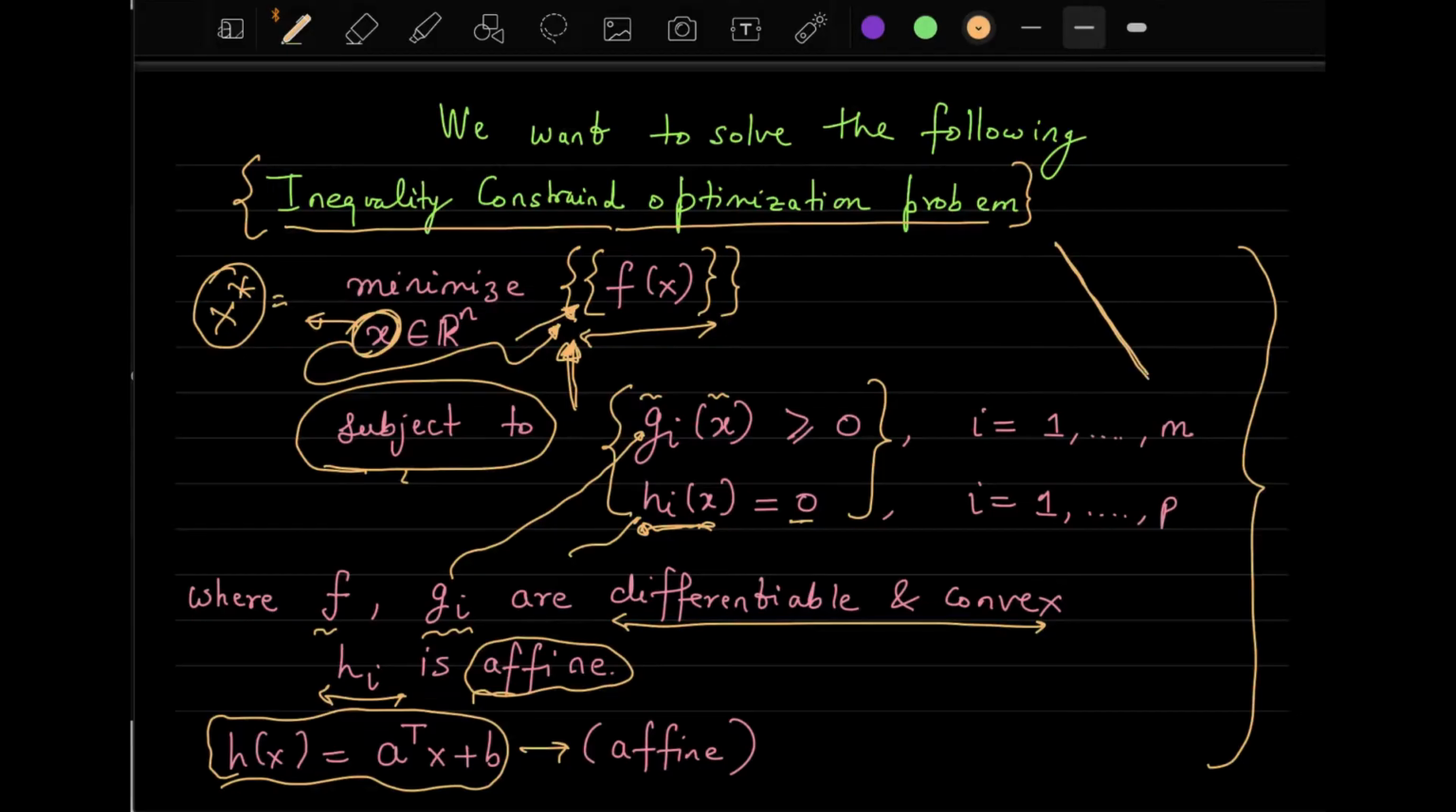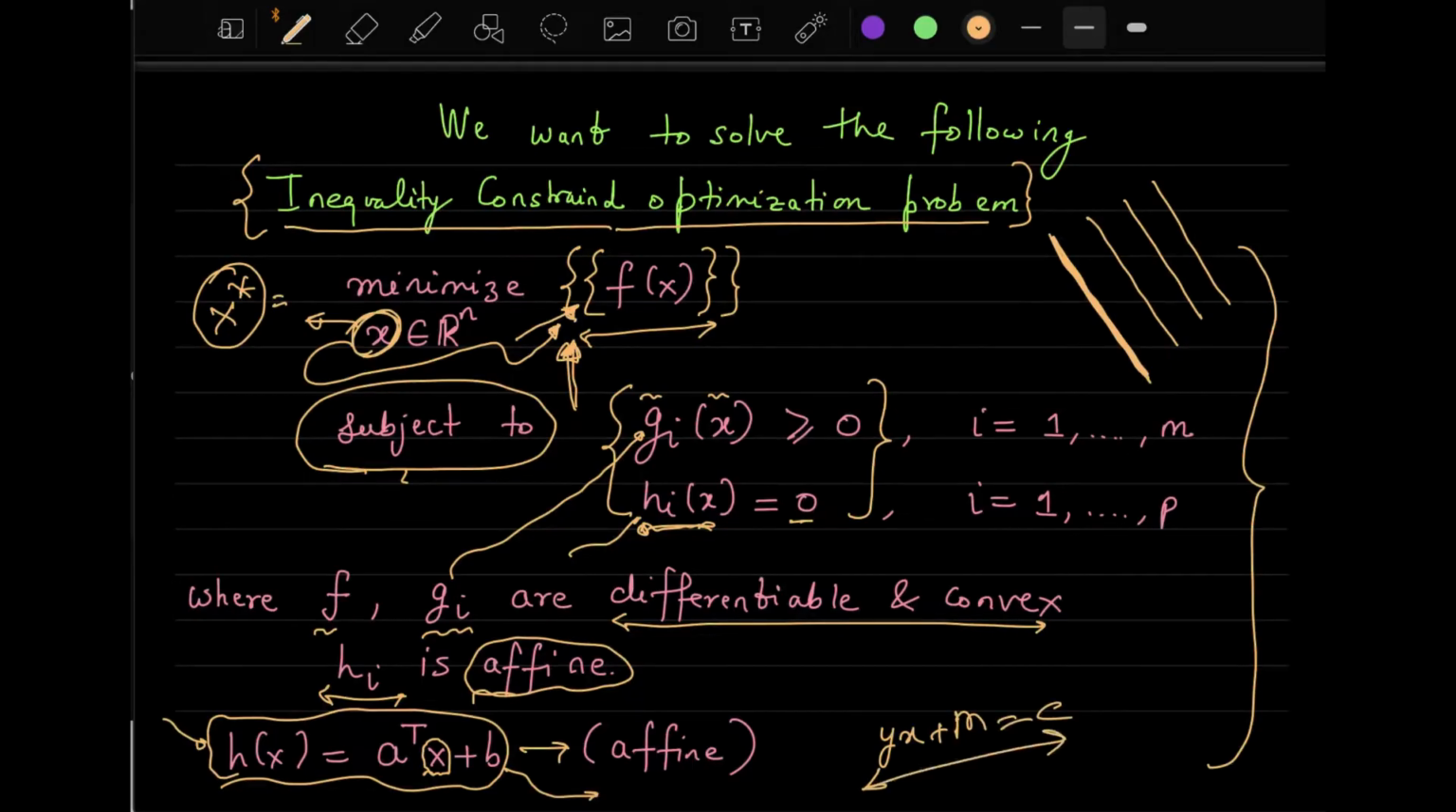You will have constraints which are lying on the straight line, and these affine functions can be a straight line or maybe a shifted version of these straight lines. So if you observe this hx carefully, it's a straight line. You have a transpose x plus b, it's a linear function in x. So you can say it's something like a straight line type of thing.